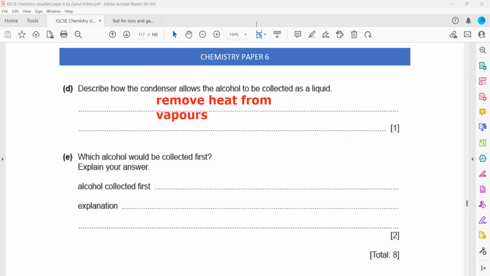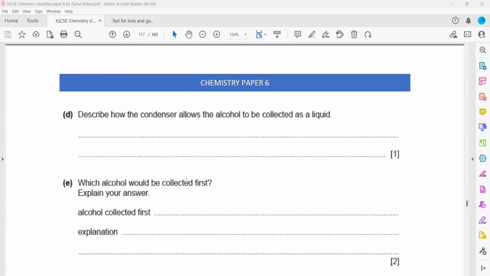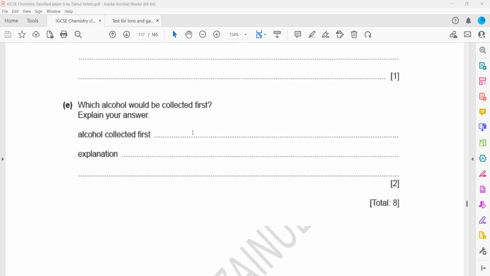Which alcohol will be collected first and why? The one with the lowest boiling temperature. So which alcohol? Methanol. Methanol has the lowest boiling point, so it will distil over first. Since it has a lower boiling point, we can collect it first.